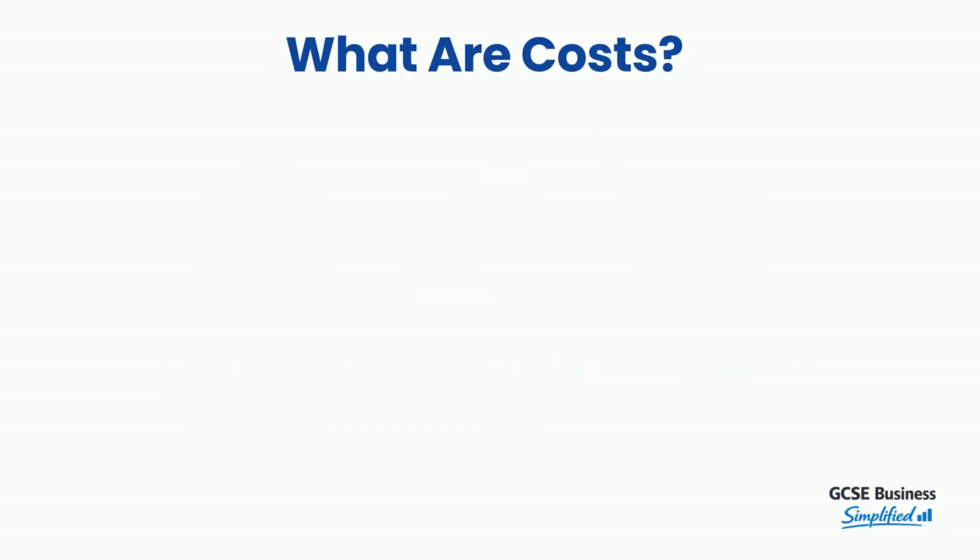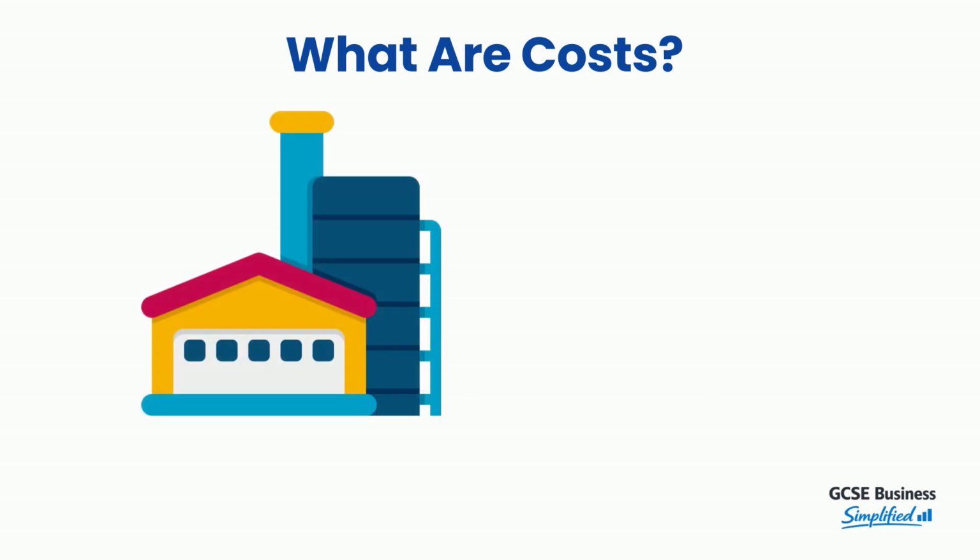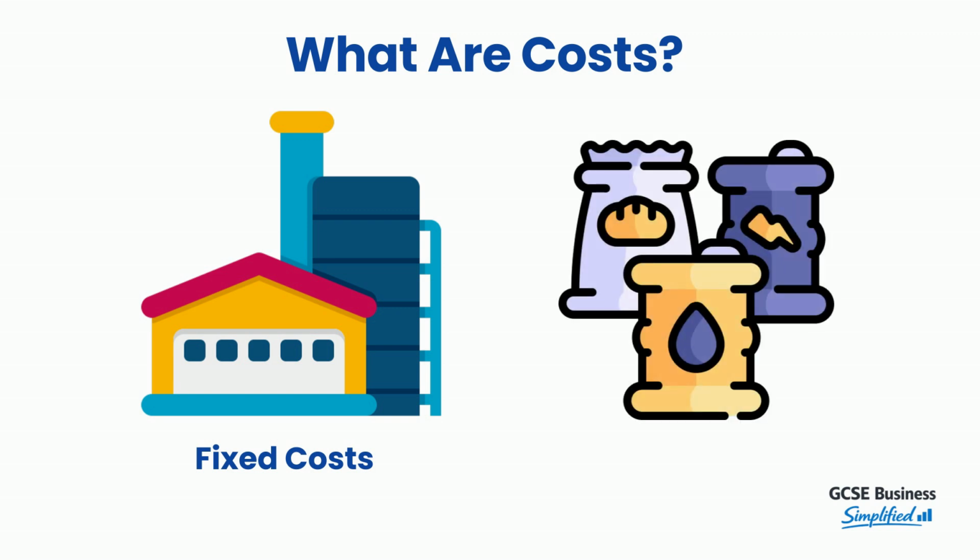Costs are the expenses a business must pay to operate. Some costs stay the same, like rent. These are fixed costs. Other costs change depending on how much the business produces, like raw materials. These are variable costs.